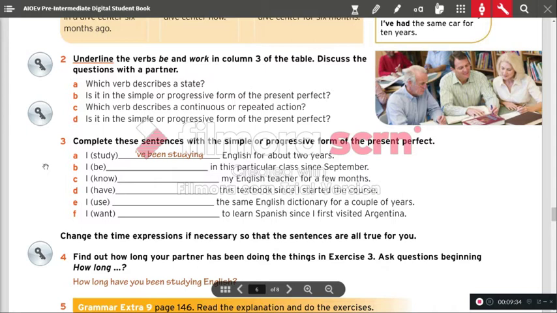Remember, there are some verbs that cannot be used in progressive, like the one in letter B. So you cannot say I have been being in this particular class since September. No, on this occasion it will be I have been, and that's it. Then in letter A they already give us the answer. I study will be I have been studying English for about 2 years. Alright? So do this exercise, and when you finish I'm gonna show you the answers.